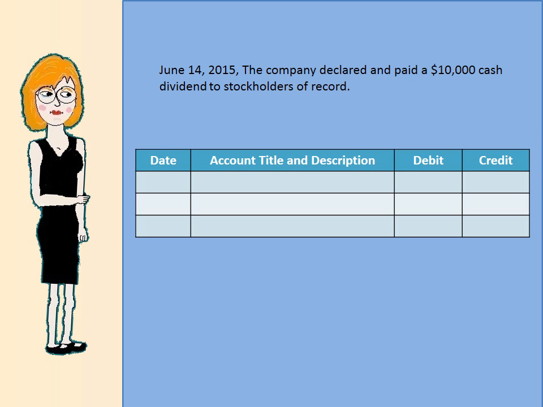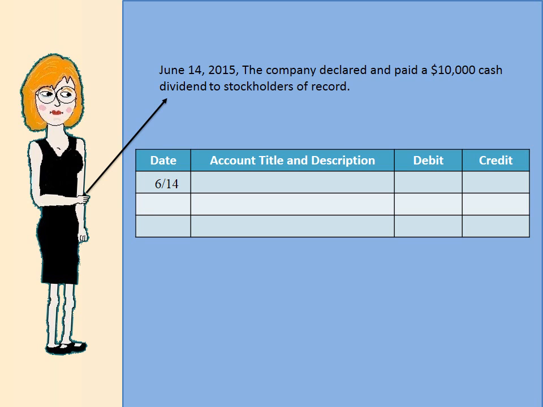Now let's look at a dividend. A dividend is when we give money back to the stockholders. It's usually done to encourage them to buy more stock, and also the stockholders expect a return on their investment. The date is June 14th, 2015. We will put 6/14 in the date column.